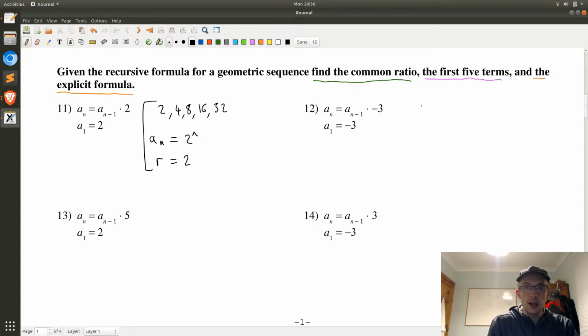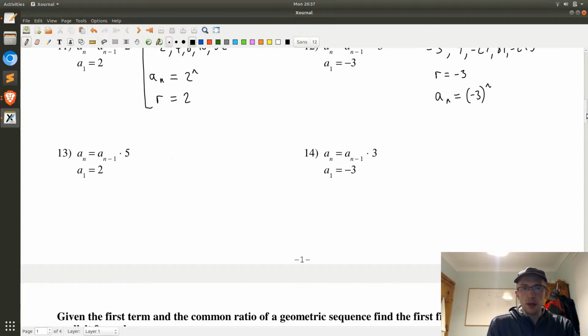Great. Next one, negative 3. Times that by negative 3, will you? Fine. 9. Oh, wonderful. Great. R is negative 3. And the nth term is negative 3 all to the n.